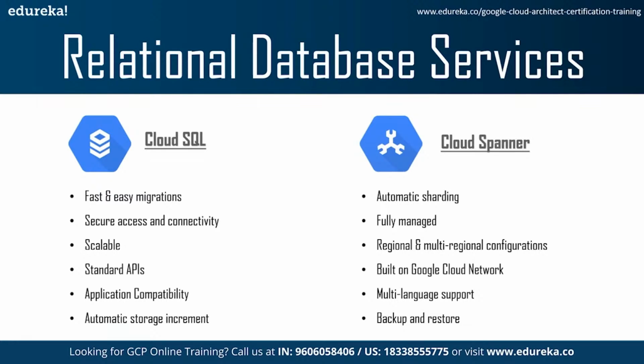So fourth is built on Google Cloud Network. Cloud Spanner is built on Google's dedicated network that provides low latency, security, and reliability for serving users across the globe. Fifth is it provides multi-language support. So client libraries in C, C++, Go, Java, Node.js, PHP, Python, and Ruby, JDBC drivers for connectivity with popular third-party tools. Last is backup and restore.